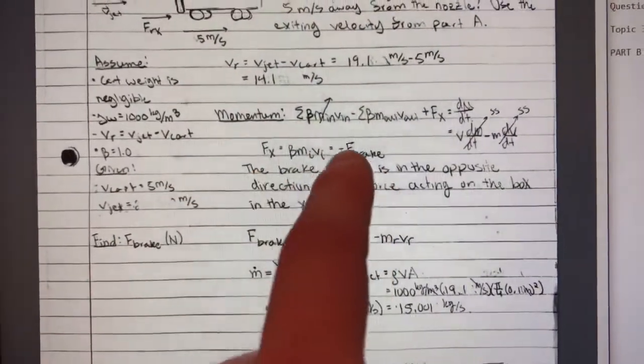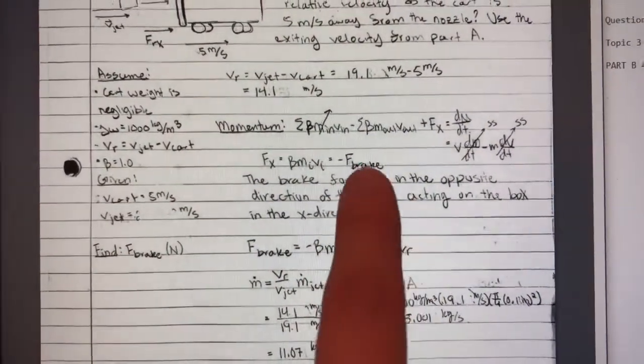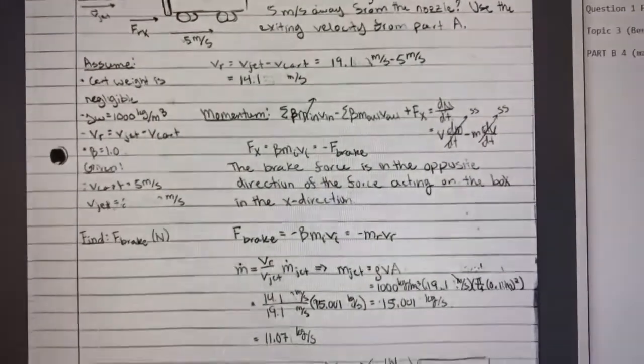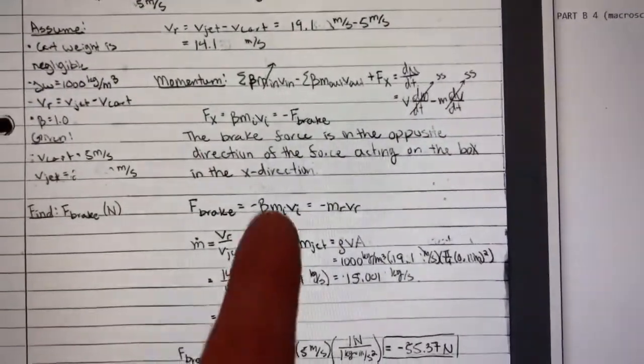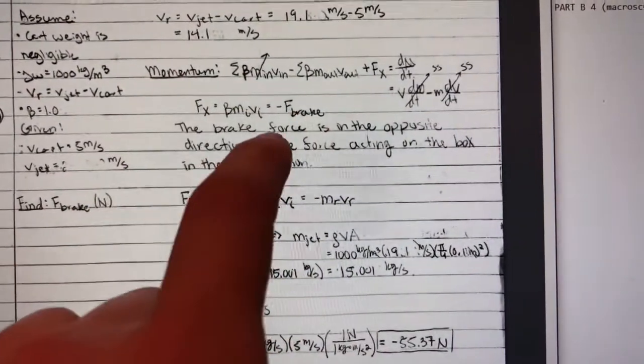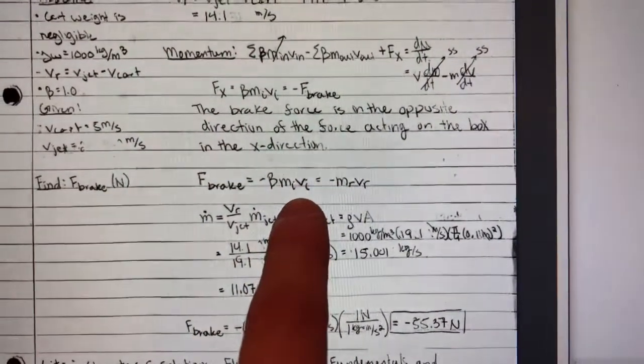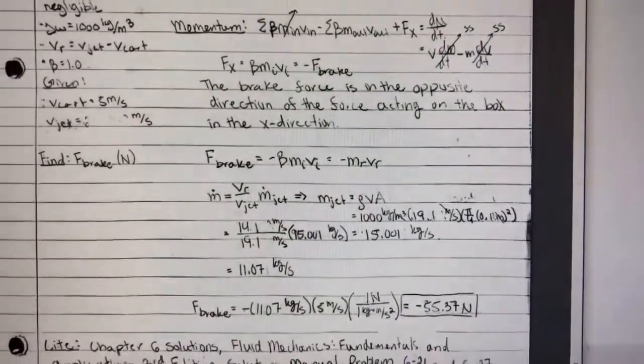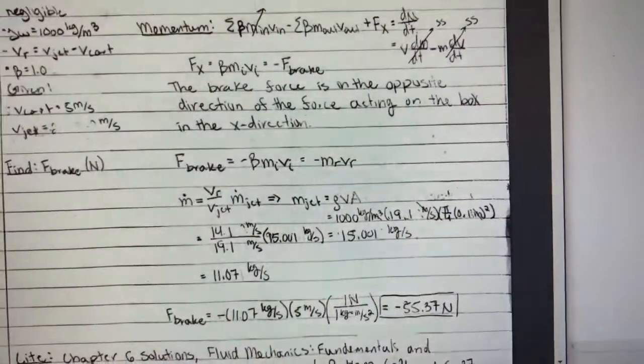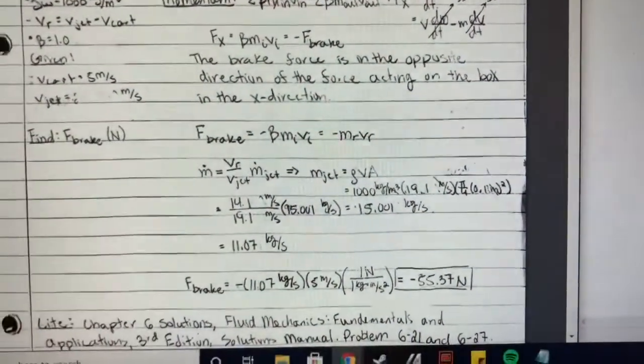Forces in the x direction pertains to the force of the brake. As the force of the brake is equal to this equation right here, but in the opposite direction, this is our final equation. Plugging and chugging, we get an answer of 55.37 newtons.